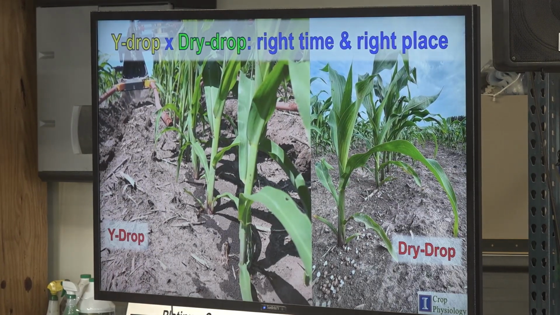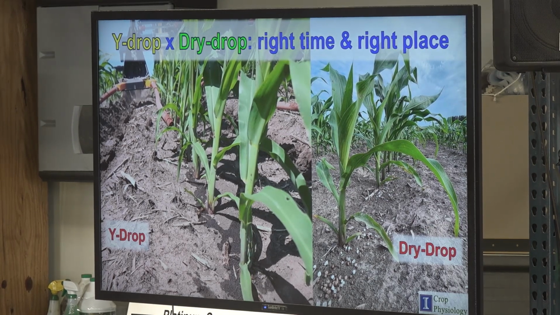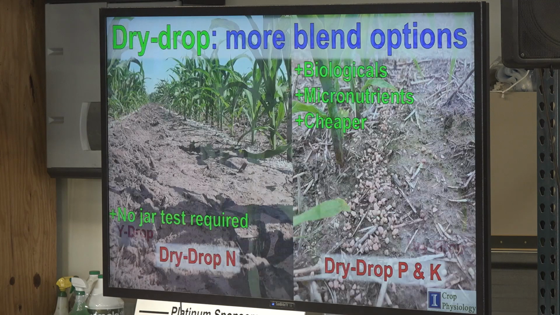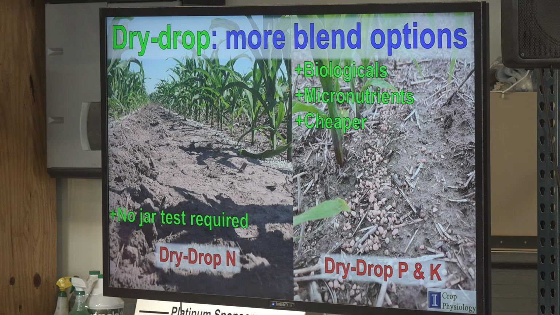And what is the difference between the I-drop and the dry drop? Both are applications at the right time and in the right place, the I-drop being a liquid fertilizer application and the dry drop a dry fertilizer application. But with our dry drop, we have more blend options. We can blend maybe biologicals in our fertilizer, maybe some micronutrients. And it's way cheaper than a liquid source. And there's no jar test required. You don't need to test whether you're going to have a precipitation in your tank or any kind of problems.